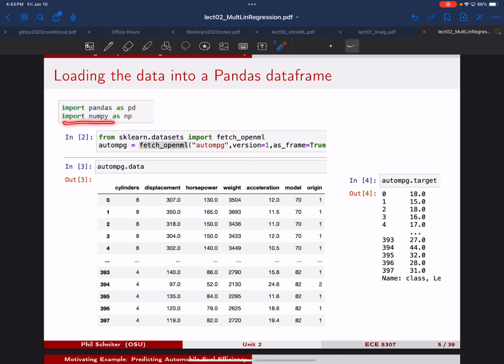Now, in addition to importing entire libraries, you can also import just commands on their own if you don't want to import the whole library. So here from this scikit-learn datasets collection of functions, we're going to import fetch OpenML. That is the command that goes to the OpenML website and retrieves the AutoMPG dataset, but we can also give it other information like retrieve version number 1. There turn out to be different versions of the dataset on that website. And here we're saying when you download it, format it as a Pandas data frame, as it has other options. So this is what we get.